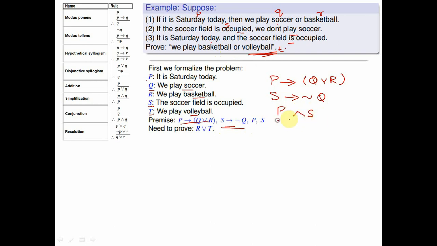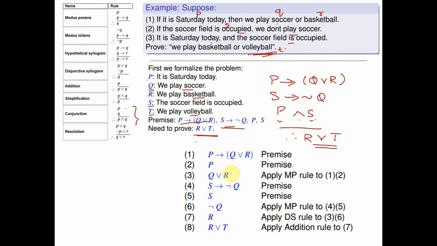I can either write it as P and S, or I can write it in the form of two different premises. It does not make any difference because I can later on apply conjunction. If P and Q, then P and Q. So I can write it in either way. We play basketball. This is the conclusion. We play basketball or volleyball. This is what we need to prove.